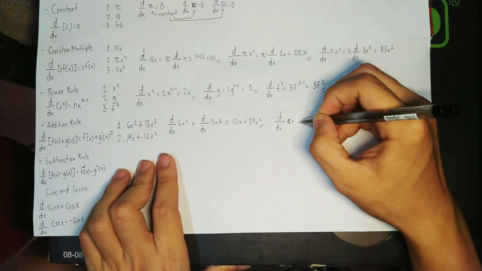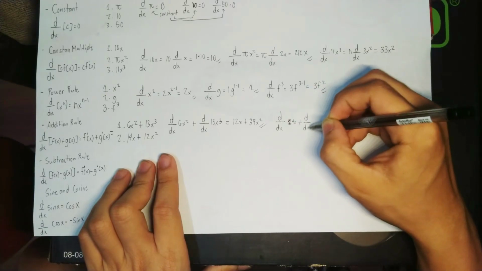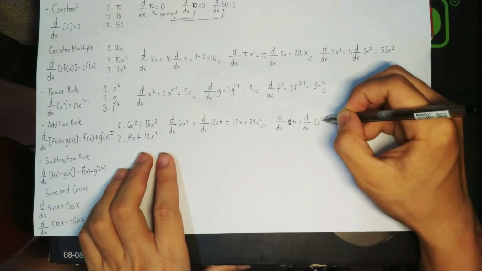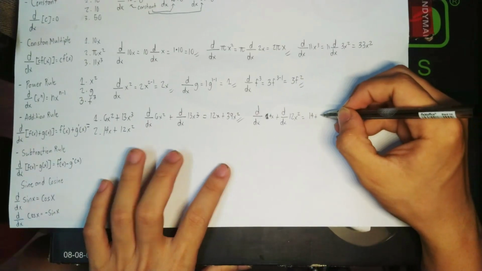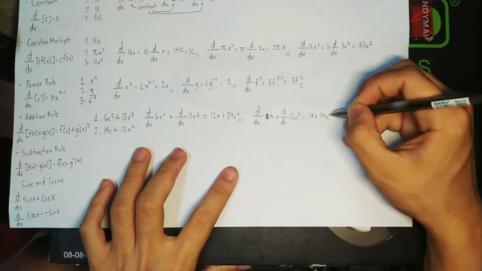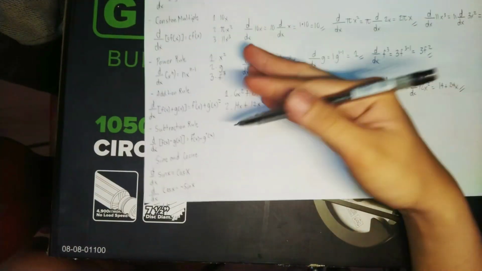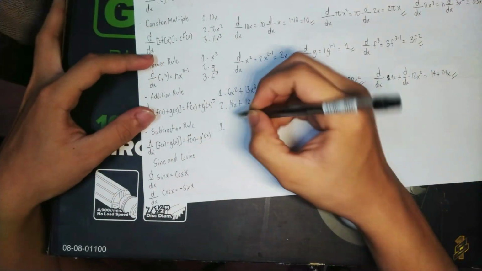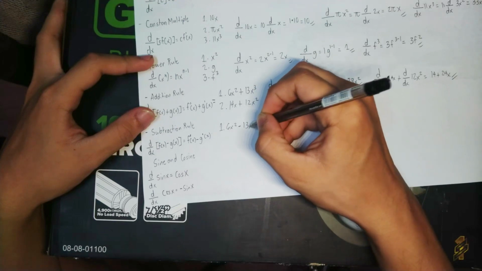And for the next one, the derivative of 14x and the derivative of 12x squared. The derivative of 14x will be just 14. And for the 12x squared, it will be 24x. And now you just rearrange it, and that's it.